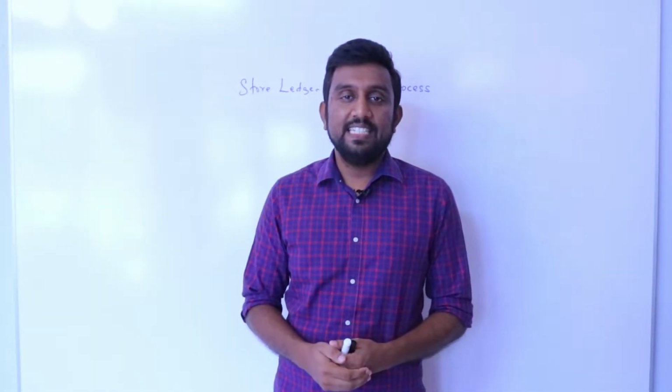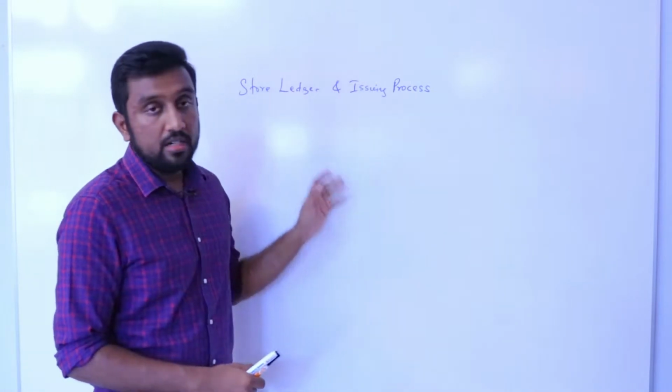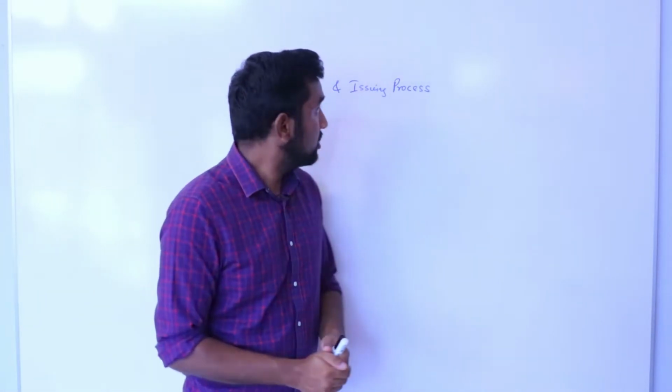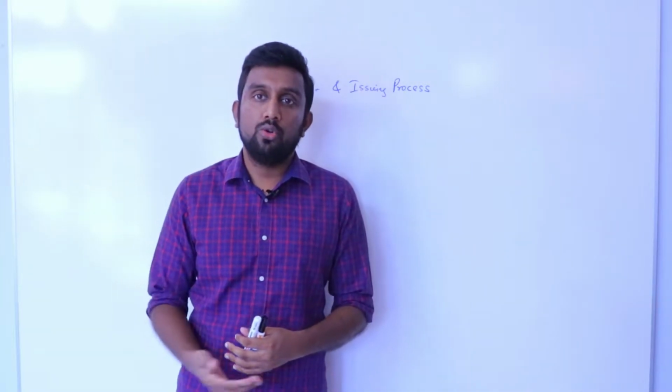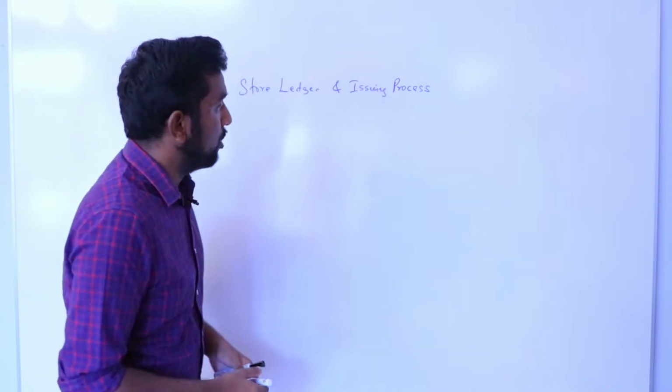Hi, this is the third part of the raw material chapter, which is store ledger and issuing process. Before I go into the store ledger part, I'll try to explain the process of how the warehouse is issuing the stock to the production department.